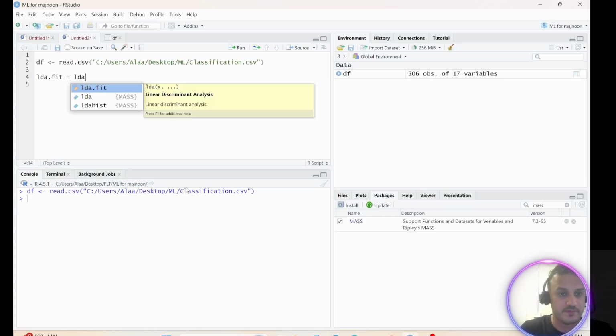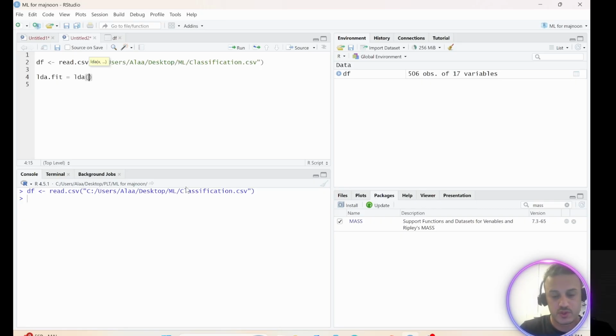So LDA, I need my y, which is sold, tilde dot, and my data equal to df. I'm going to run this one. This is LDA, and my dependent variable is sold. I need to check how many houses are sold or not, the same as what we did in the logistic regression, but we use LDA and compare between them to see which is best, when you run the LDA instead of logistic regression.